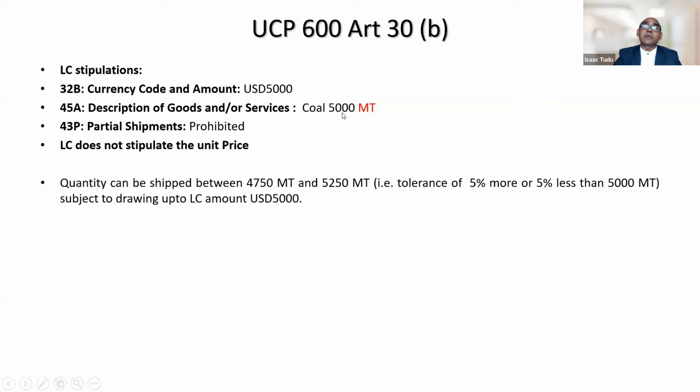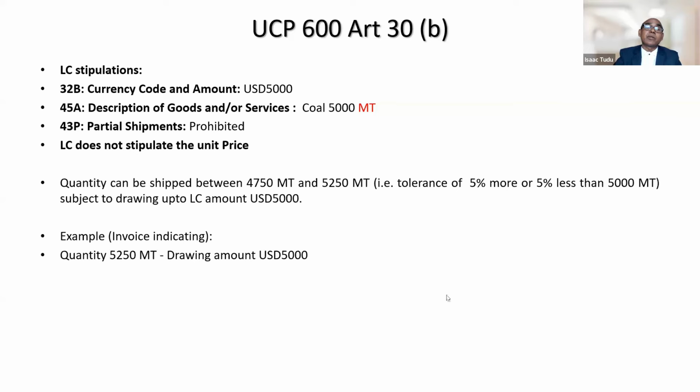So simple calculation you can do. You can simply say that 95% of 5,000 would be 4,750 and 105% of 5,000 would be 5,250. So quantity can be shipped between these two numbers, right? But the only condition is drawing should not exceed the LC amount. So if you are applying plus 5% tolerance, 5,250 does not mean that drawing can exceed the LC amount. No, it cannot. So for example, here for quantity 5,250, the drawing amount should be up to the LC amount of 5,000.